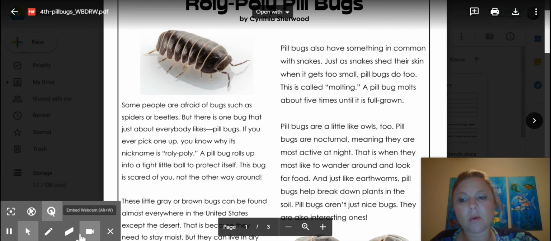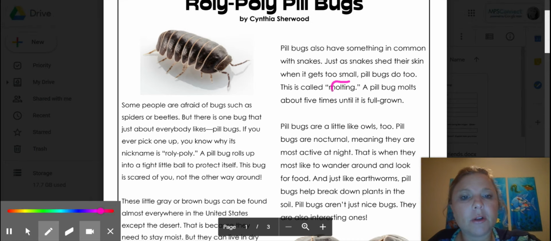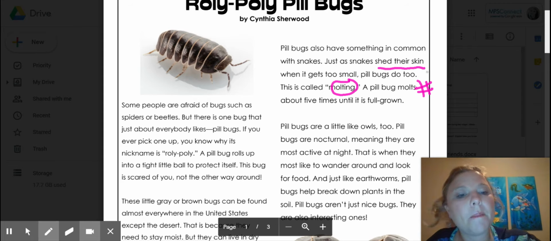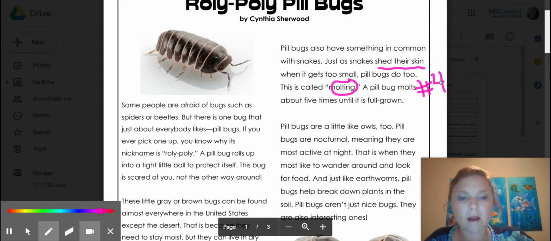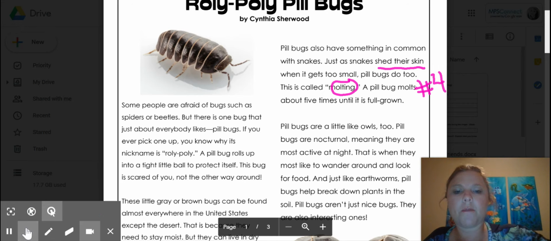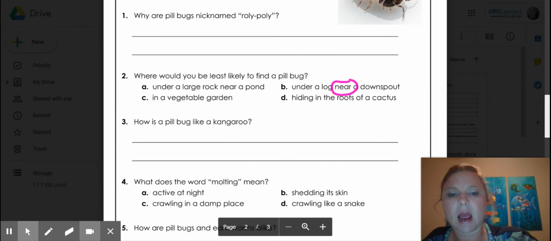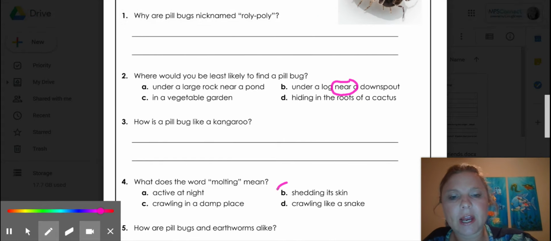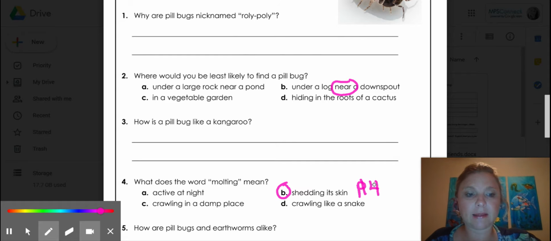So again, I would cite the evidence. Here's molting. I know it's talking about the shedding skin. That was question number 4 and happens to be in paragraph 4. So I would go back to my text and I would know that it's shedding the skin. So I would circle shedding skin, and then I would put paragraph 4 next to it because I'm able to cite the evidence next to the question.